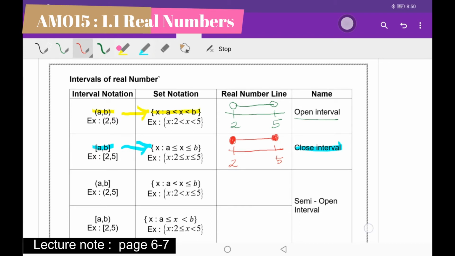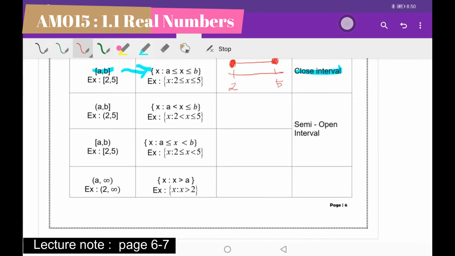Alright, what about a semi-open interval? Okay, semi-open interval. Next one.